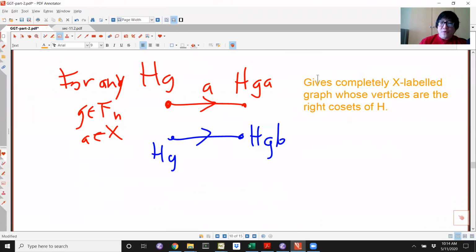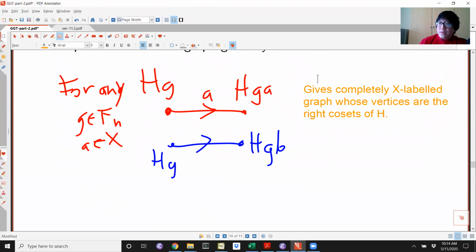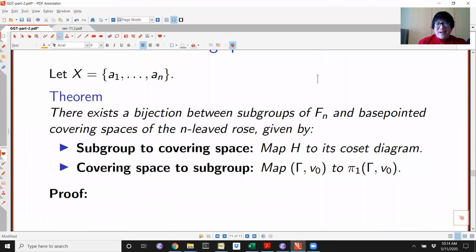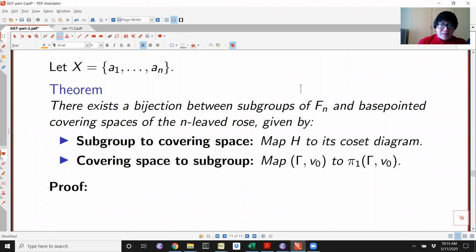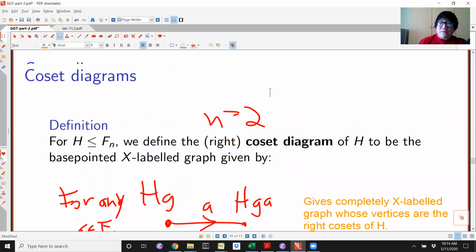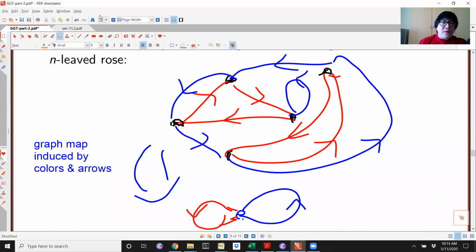Okay, so let me just state the correspondence. Here finally is the excuse. It all finally goes back to Galois theory. What happens with covering spaces like these is that there is actually a Galois correspondence. So yes, there was an excuse for doing this.